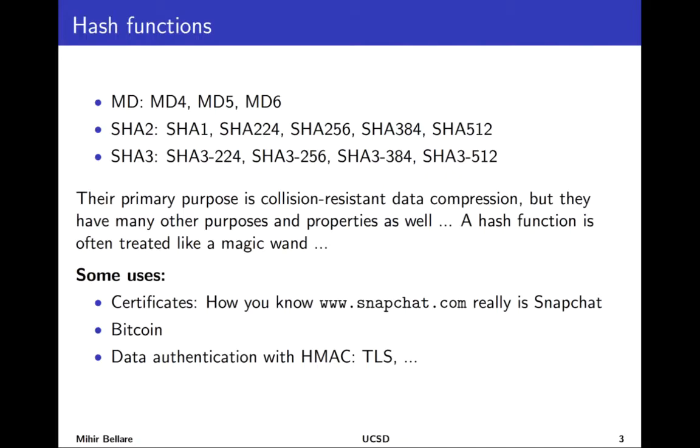Important uses of hash function include certificates. So how you know that some website that you're connecting with over the internet is who they claim to be is established through what's called a digital certificate. And an important part of that certificate is the use of a hash function, itself a part of a signature scheme. Bitcoin uses hash functions for proofs of work. There are data authentication mechanisms used in the TLS protocol that rely on hash functions. So many uses in many places this thing arises.